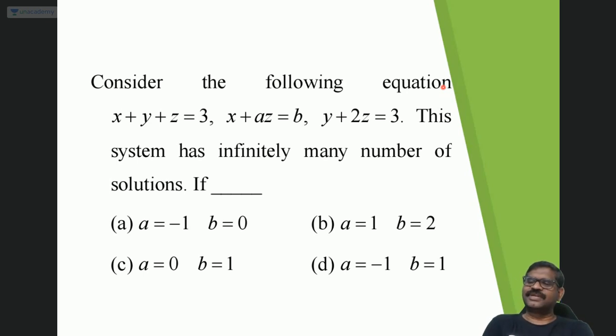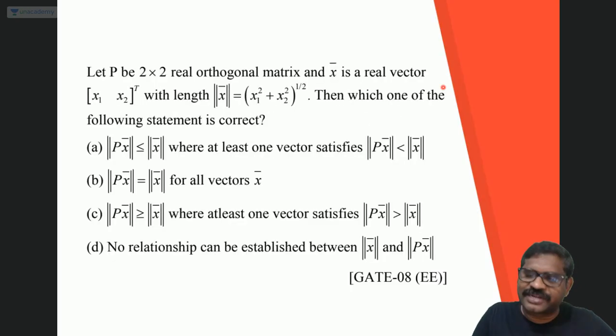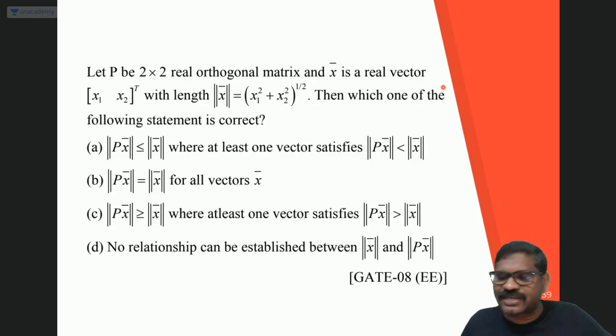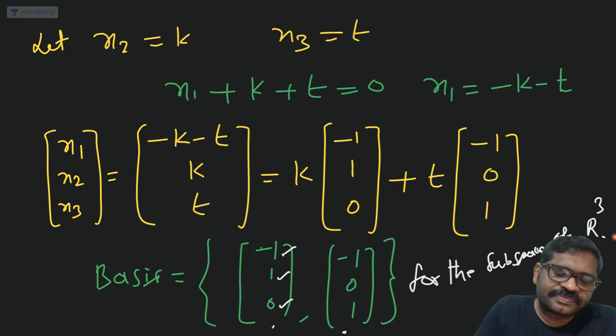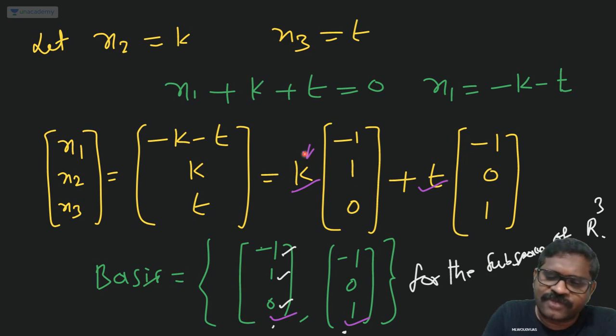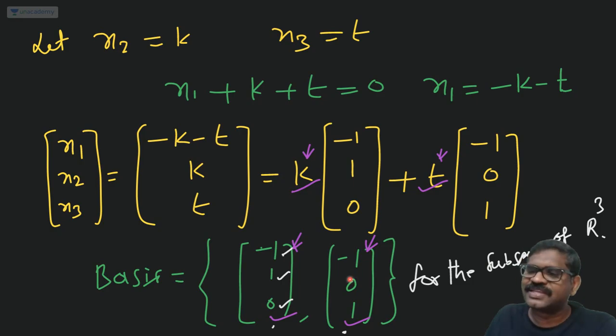Manish, excellent observation. The number of free variables is equal to the number of independent vectors in the basis. Excellent. Because the vectors are generated by free variables only. How are you going to generate these vectors? These vectors are generated by free variables only, right? So the number of free variables equals the number of vectors in the basis. It is 100% correct.